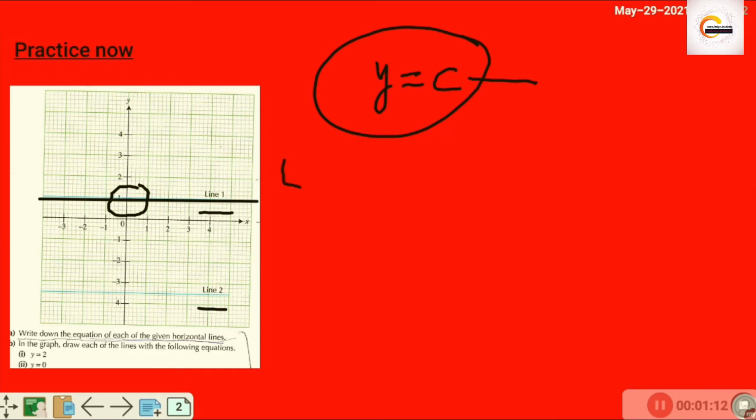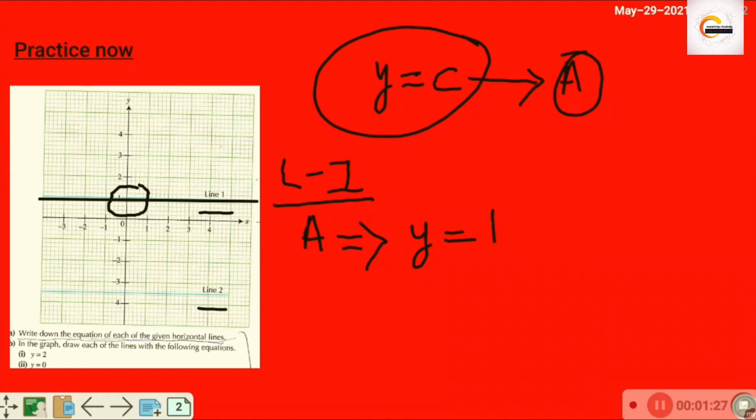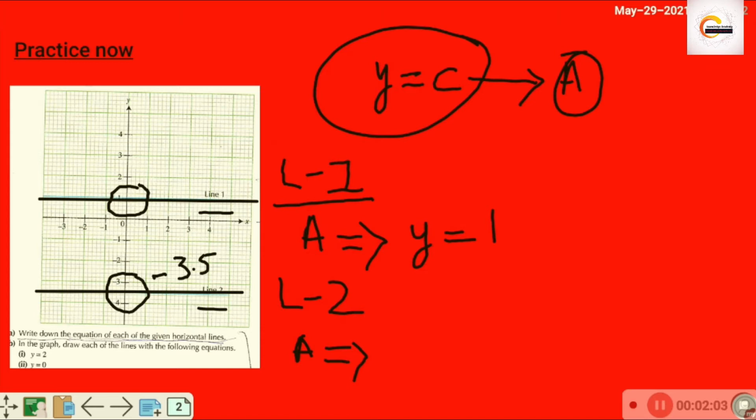So for line number 1, our equation, let it be equation A, is going to be y equals 1. Now for line number 2, similarly, I am going to see at which point line number 2 cuts the y-axis. It looks like it cuts the y-axis at minus 3.5. So our equation will become y equals minus 3.5.